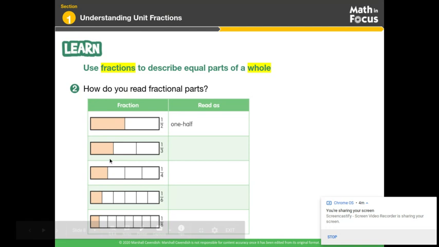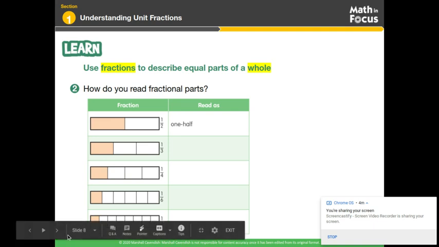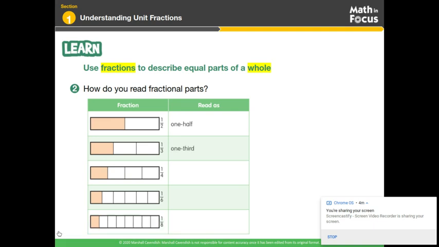In this model, there are 3 parts on the whole. There's still a rectangle, but the rectangle is divided into 3 parts. Remember, fractions only name equal parts of a whole. One of the parts is shaded. How do you read this fraction? If you said 1/3, you're right.